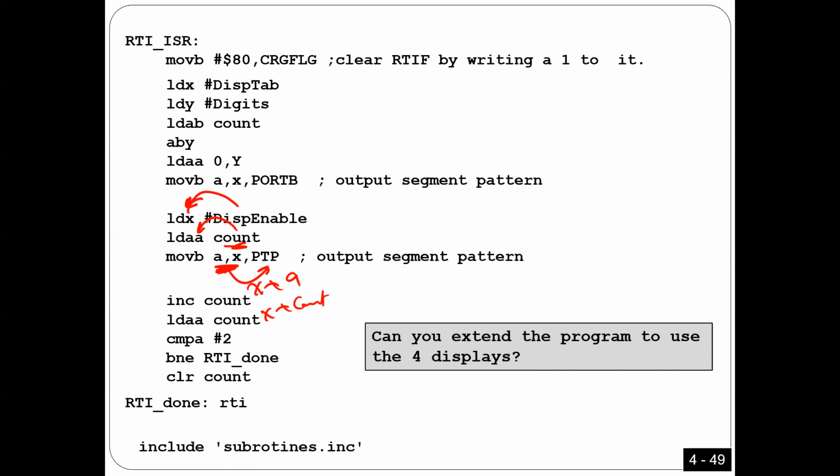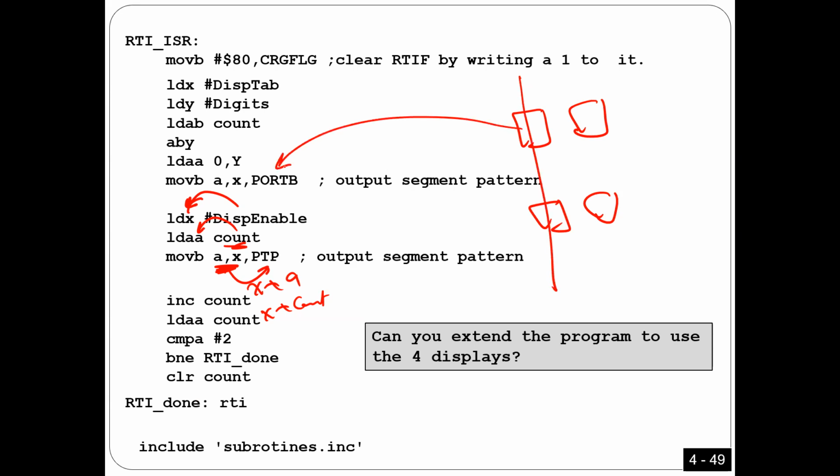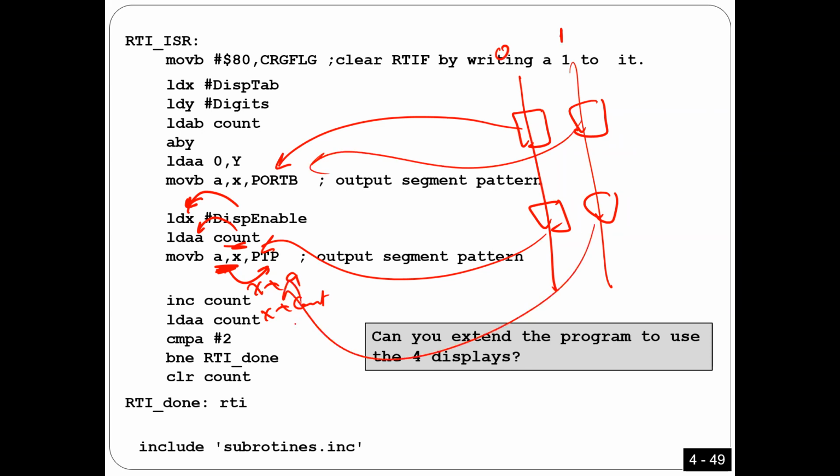Okay, so let me make it very simple. For digit, I have 2 numbers. For enable, I have 2 numbers as well. Okay, when count is 0, I'm going to take these 2 numbers. This one is going to go to port B. This one is going to go to port P. When count is 1, I'm going to take this one, and then I'm going to take this one. Okay, and then repeat. That okay?